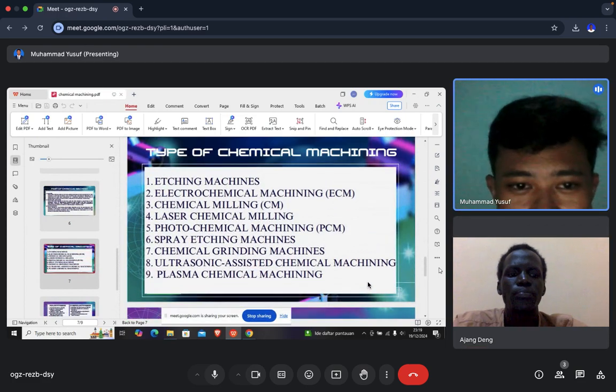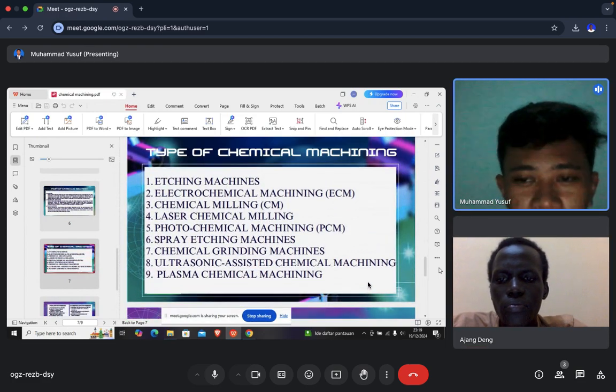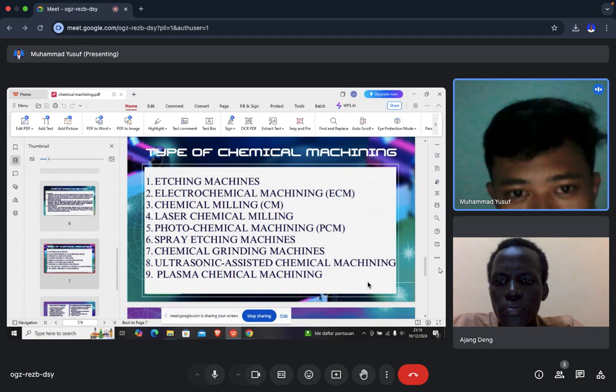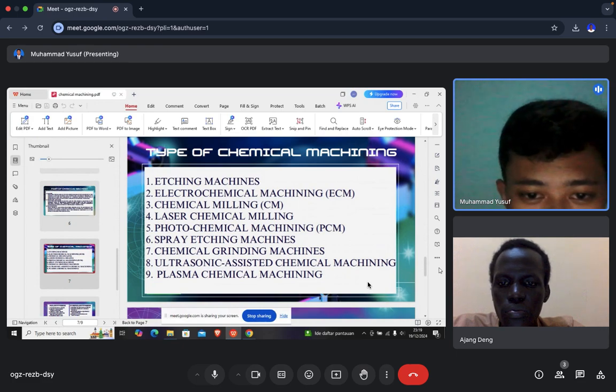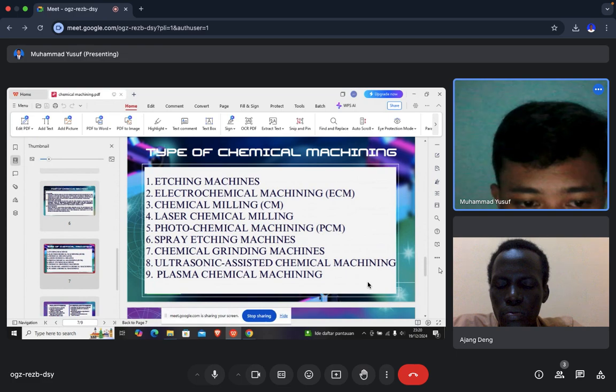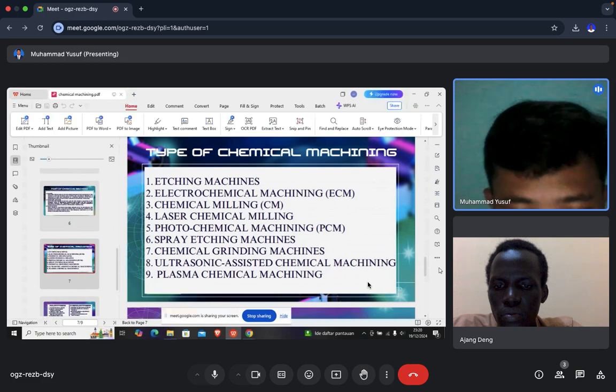Okay, the next is types of chemical machining. There are nine types of chemical machining. The first is etching machines. Second is electrochemical machining. Third is chemical milling. Fourth is laser chemical milling. Fifth is photochemical machining. Sixth is spray etching machines. Seven, chemical grinding machines. Eight, ultrasonic chemical machining. And the last is plasma chemical machining.